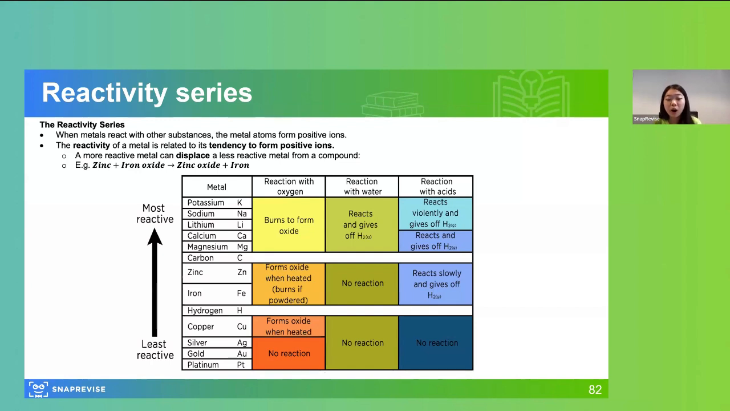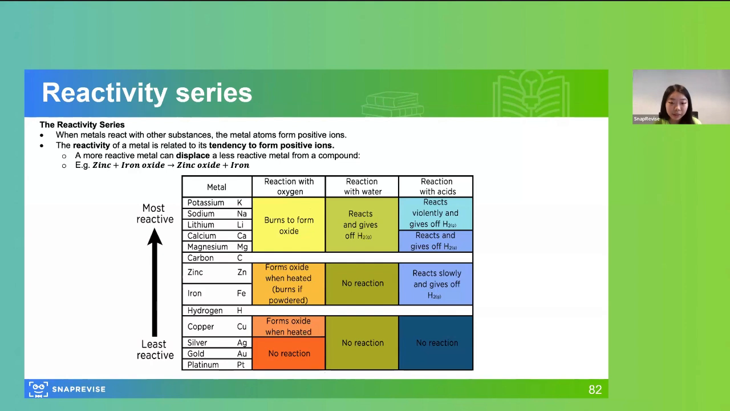Reaction with water: anything below carbon is not going to give a reaction. Everything above carbon is going to react with water, and it's going to give off hydrogen gas. The test for this is using a glowing splint or burning splint, I believe, by putting it in, and then it's going to give a squeaky pop sound. I believe that is the test for hydrogen gas.